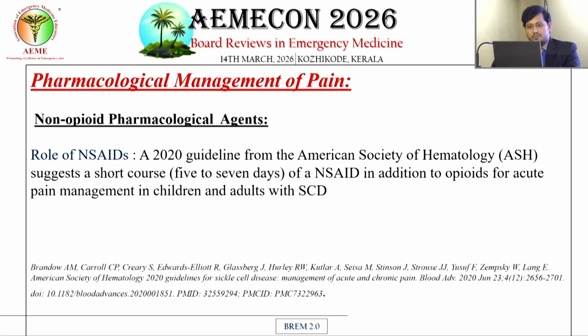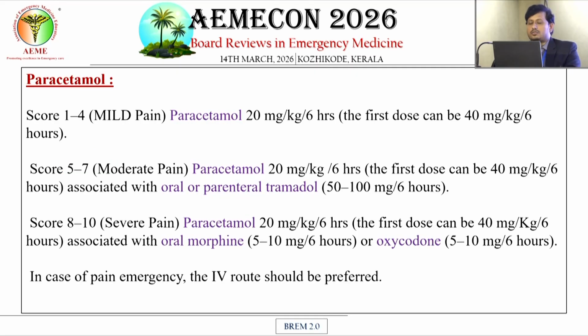It is evidence-based. When you categorize the patient, for a score of 1 to 4, if mild pain is there, you can go with paracetamol only, without opioids, because the complications of opioids will be more. If you categorize the patient as having moderate pain, along with paracetamol you go with oral or parenteral tramadol, which is an opioid. If severe pain is there, paracetamol or oral morphine or oxycodone can be used. And depending upon the pain severity, you can use IV drugs also for the management of pain.